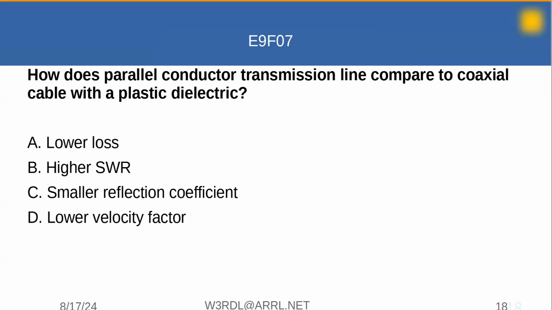How does parallel conductor transmission line compare to coaxial cable with a plastic dielectric? Which two can you throw away? Yeah. So it's alpha or delta?